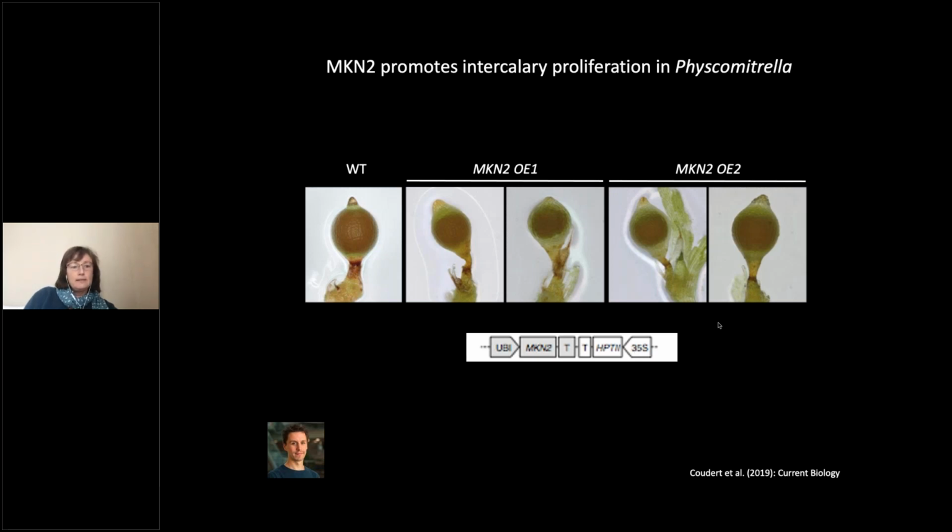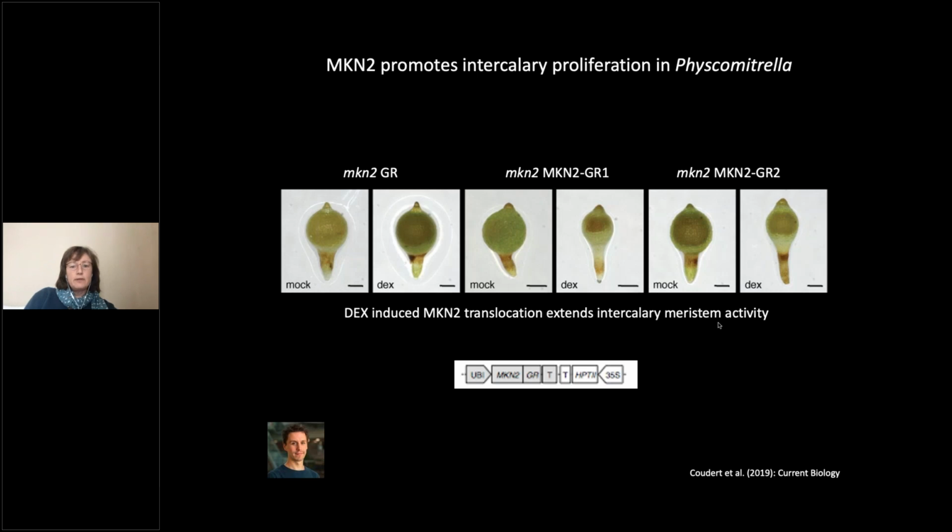Next slide, please. For this reason, we switched to an inducible approach in which Johan fused the glucocorticoid receptor to MKN2. So we've got the construct design underneath again. It's MKN2-GR, and it's driven by a ubiquitous promoter, and Johan used DEX application to induce MKN2 translocation to the nucleus.